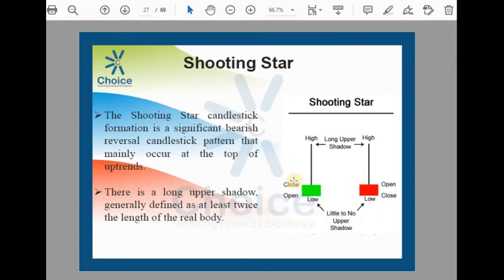In this pattern, we can see the upper wick of the candlestick is very much longer than the body of the candlestick. And sometimes we can see a significantly shorter lower wick, or there may be no wicks, as we see in this case.